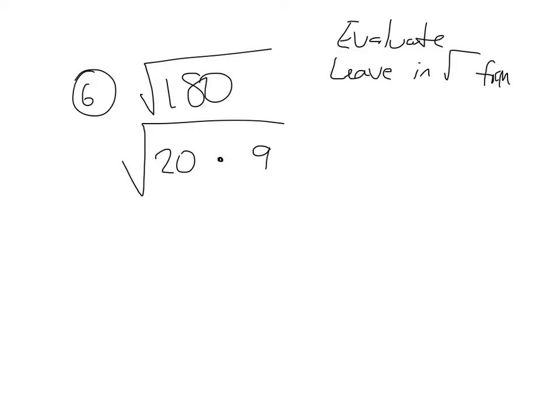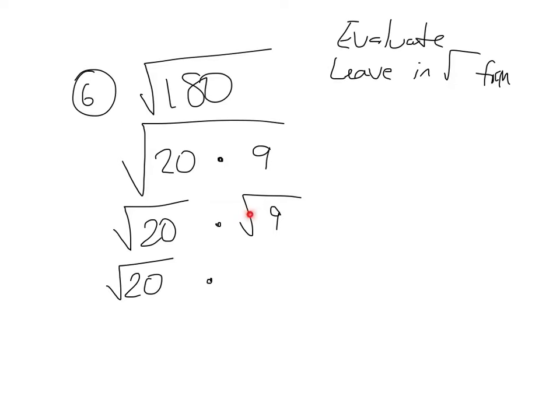Okay, so now that I have it in this form, I realize that, hey, 9 is a perfect square. So I'm going to break this thing up into the square root of 20 times the square root of 9. I can do that because of the product property of square roots. What's the square root of 20? It isn't a perfect square, so I'm just going to leave it root 20 for now. Times, what's the positive square root of 9? It's 3, right?